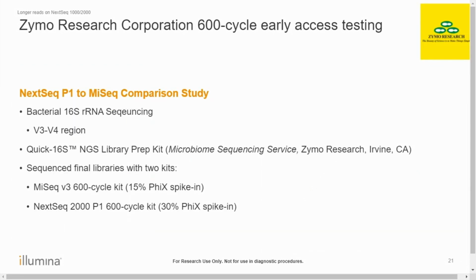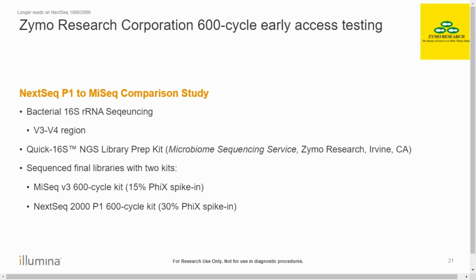We wanted to test metagenomic applications in customer hands to ensure the same results are achievable in the field as we found internally. Zymo Research Corporation was one testing site that mainly focused on 16S metagenomic sequencing. Zymo ran a comparison study on one of their standard 16S workflows, looking at the V3-V4 region, prepared using the Zymo Quick-16S NGS library prep kit. They then sequenced the same sample set on both the MiSeq V3 600 cycle kit with a 15% PhiX spike-in, and on the NextSeq P1 600 cycle kit with a 30% PhiX spike-in.